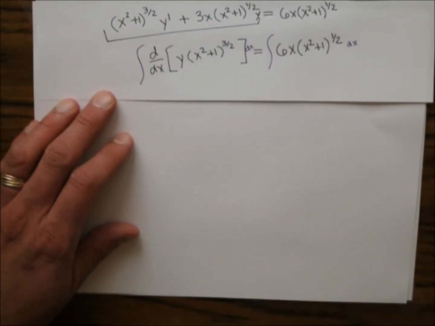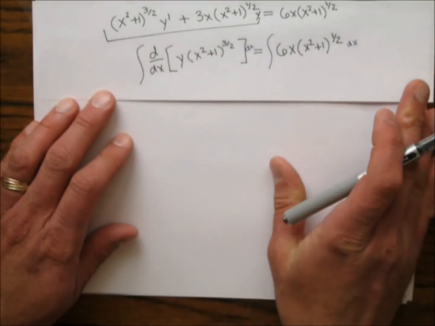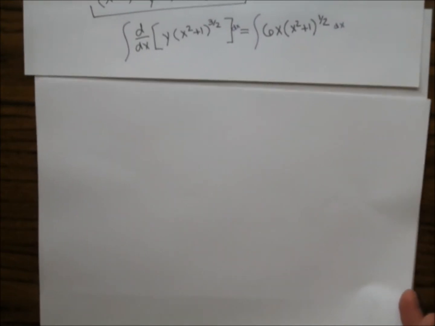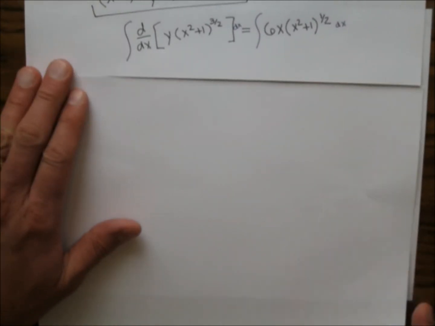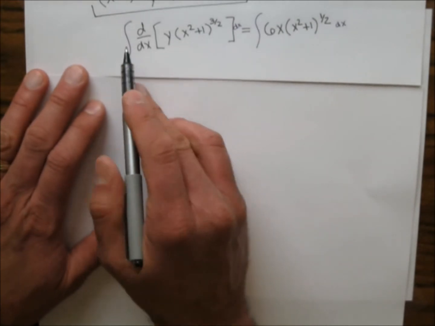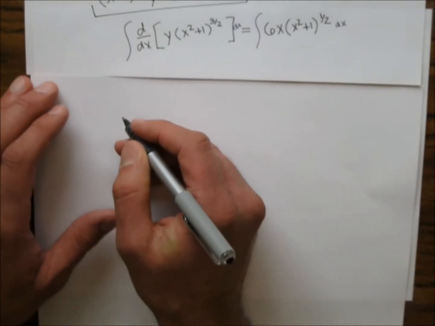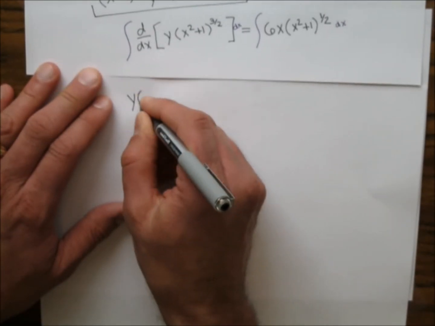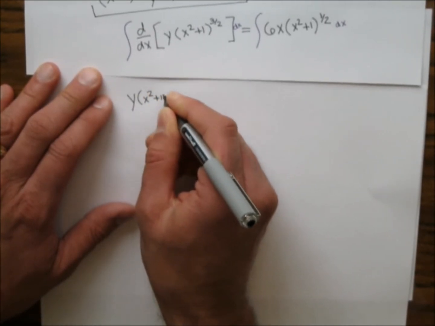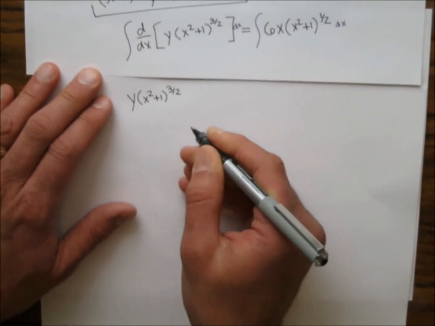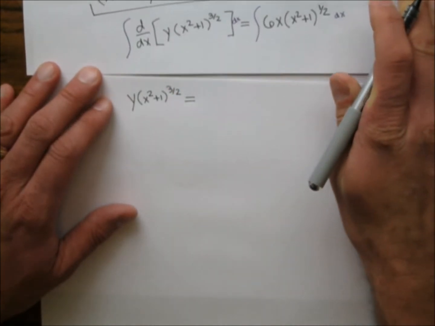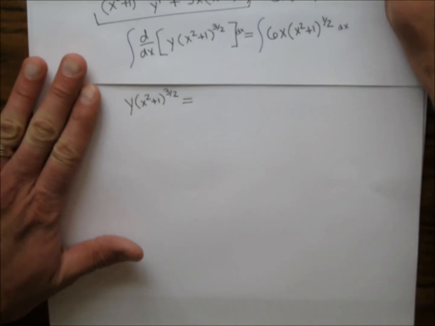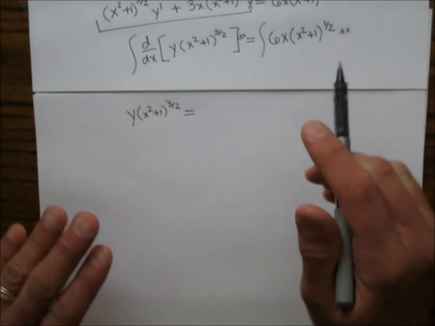So what I'm going to do is go ahead and put that right there. Going to write the left-hand side. We have the antiderivative gun and the derivative gun, so they kind of neutralize each other. We're going to write this as y times x squared plus 1 to the 3/2 power, so that's y times the integrating factor, equals, well now look what I have to do over here. I have to do the integral of this.